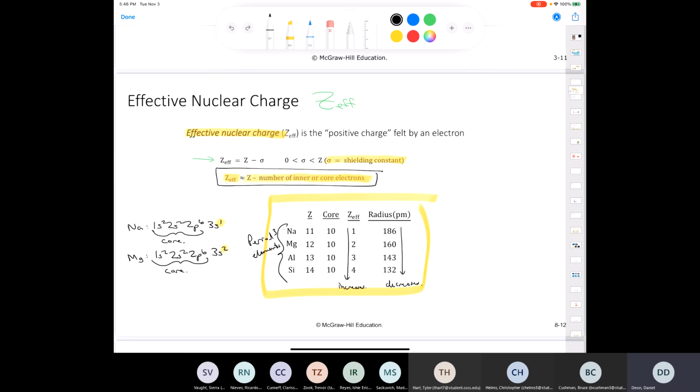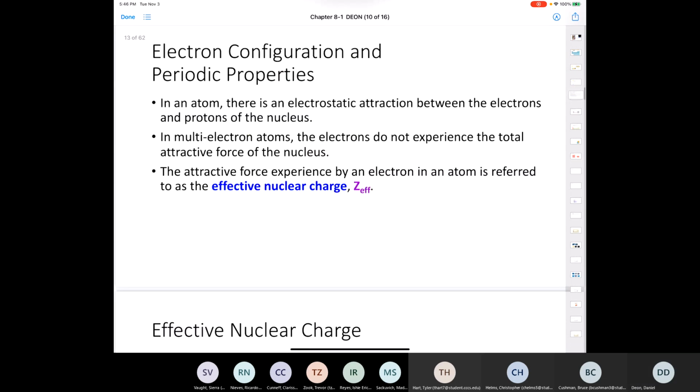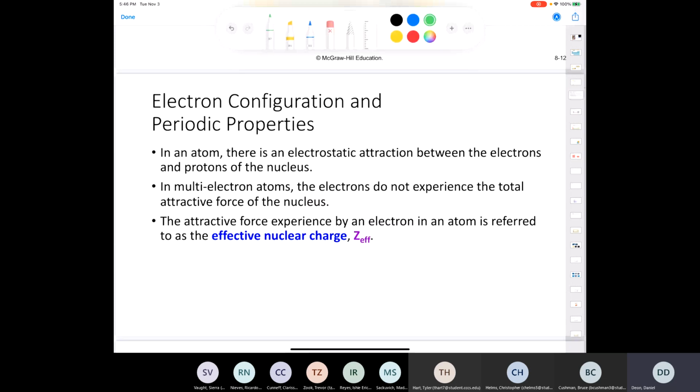Well, again, the rationale is based on effective nuclear charge. In an atom, we know that there's an electrostatic interaction, positive and negative, between the electrons, which are negative, and the protons, which are positive, in the nucleus. Opposites attract. We know that. In multi-electron atoms, though, so anything that's not a hydrogen atom, or an ion that has only one electron, I should say, the electrons do not experience the total attractive force of the nucleus.